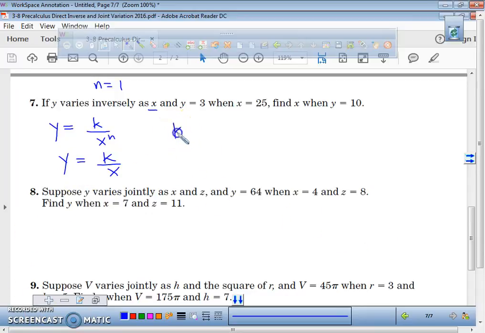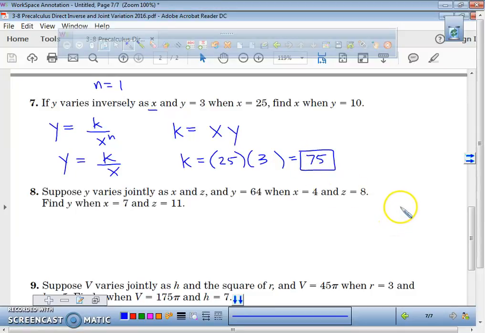What's our formula for k? Since we know what our n value is, it's just going to be k equals x times y. So if we want to solve for our constant k, which we need to, we have to take our x value and multiply it together with our y value, and that gives us our k value. So what is our y value? 3. What is our x value? 25. Multiply them together, and automatically we get our k value, which is 75.